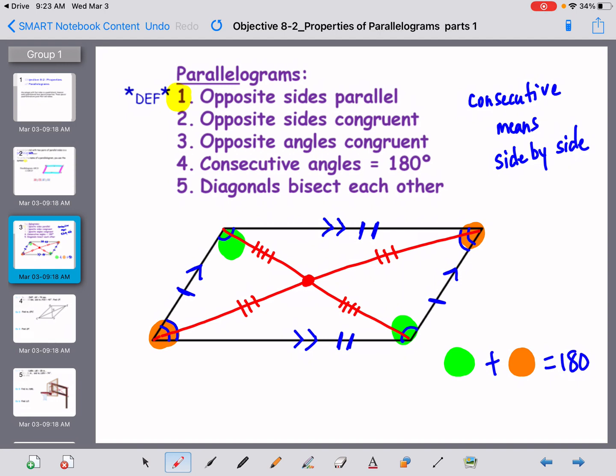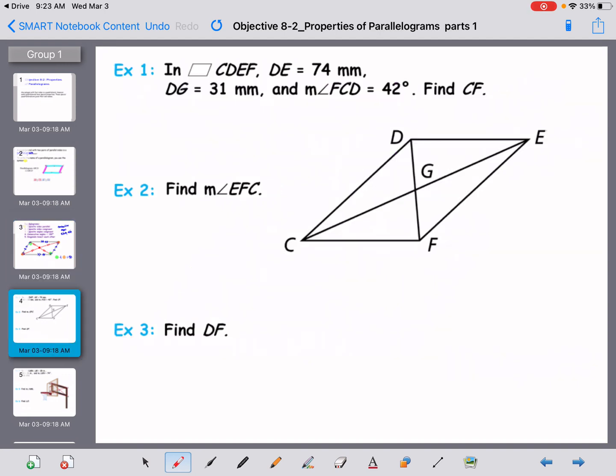All right, and basically what's going to happen is you're going to be given some images, and you're going to have to use these properties to solve some algebra problems. So we'll start off with this first example, parallelogram CDEF. DE is 74, so I'm going to label what I know. DG is 31. And the measure, so this is how I'm reading this, guys, the measure of angle FCD, so that's this angle here, is 42.